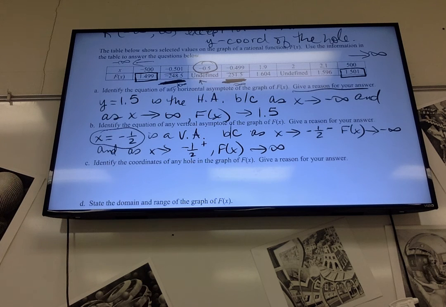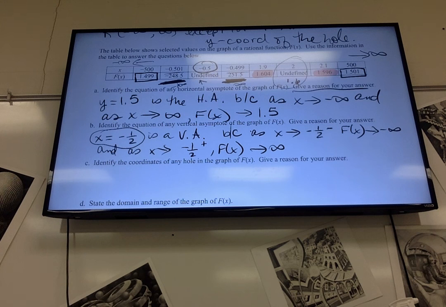Identify the coordinates of any hole in the graph. Give a reason for your answer. So we look at the other one. It says undefined. Notice on either side of this undefined, that it's not going to negative infinity. It's not a huge number or a small number. Those two are really close to the same thing. What would you say they're really close to? 1.6. Yeah, because one is 1.604, the other one is 1.596. So they're right around 1.6.